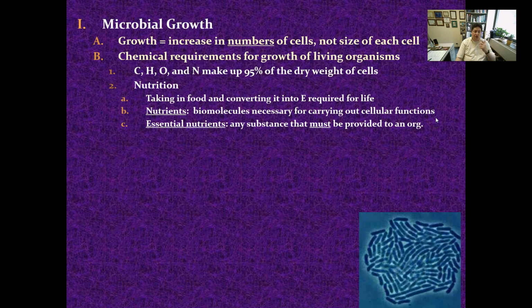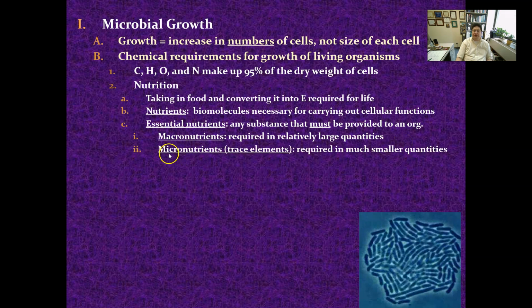We can break down nutrients into several categories. First, we have essential nutrients. An essential nutrient is any substance that must be provided to an organism. An organism can't supply it itself. And that's divided into macronutrients, which are those required in relatively large amounts, versus micronutrients, which are also called trace elements, which are required in much smaller quantities. Equally important, but you just need less of them.